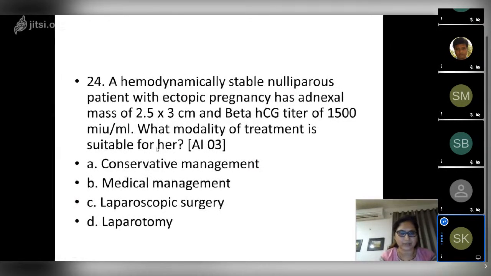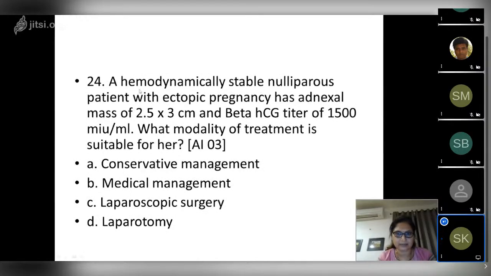Okay, now next one. A hemodynamically stable nulliparous patient with ectopic pregnancy has an adnexal mass of 2.5 by 3 centimeters and beta HCG titer of 1500 milli-international units per ml. What modality of treatment is suitable for her? Conservative management, medical management, laparoscopic surgery, or laparotomy? Read the question again and tell me the answer. There are a lot of important points put up here.